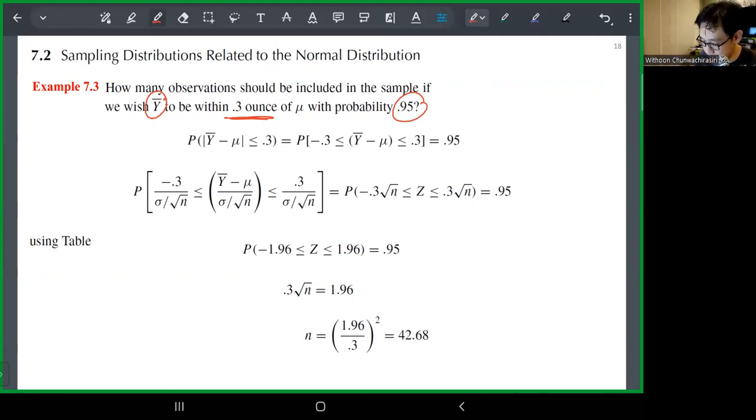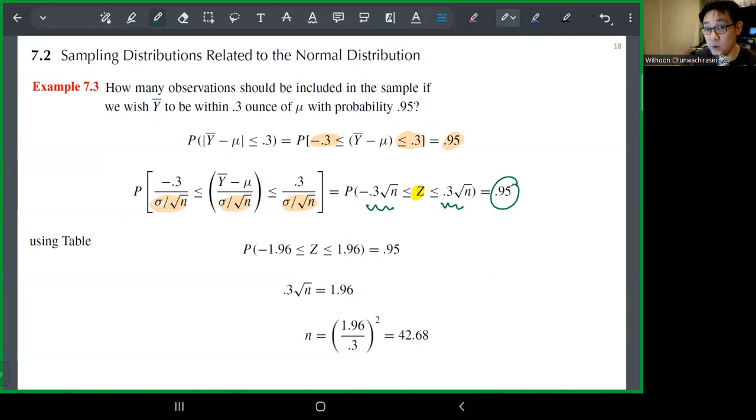But anyway, the concept stays the same. The condition is that y bar must be within 0.3 away from the mean, so I can re-express this as usual. What you want is this probability to be 0.95. You do the same standardizing of the whole thing: you divide the inequality by the standard deviation of the sample and standardize everything into Z. So you just have to figure out these two values, the left and the right, that will give you the probability of 0.95.